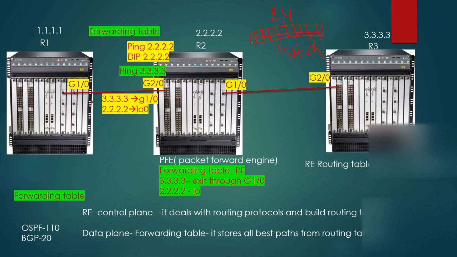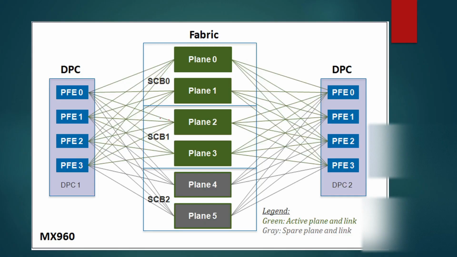This switch control board is internally connecting to all the line cards like this. Okay, called switch fabric like this. Look at this. This is SCB, switch control board. So internally you have a DPC or a MPC, right? In these DPC or MPC line cards, you have PFEs. All are connecting to SCBs like this internally.